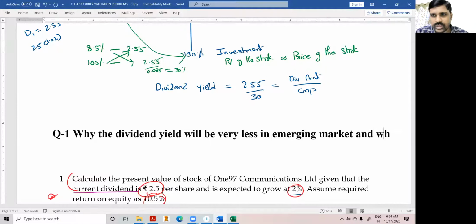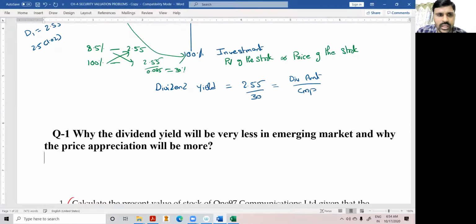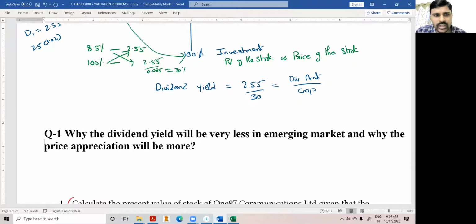And why will the price appreciation be more? This is the question we need to ask. Why will the dividend yield be very less in emerging markets and why will the price appreciation be more?